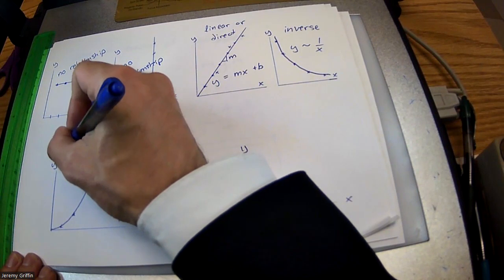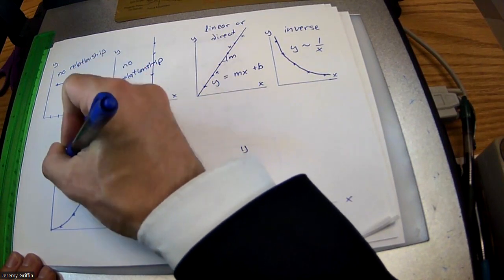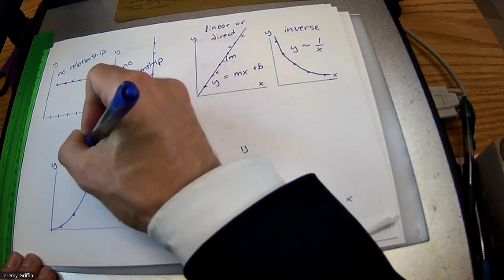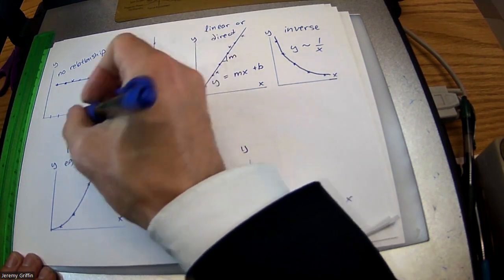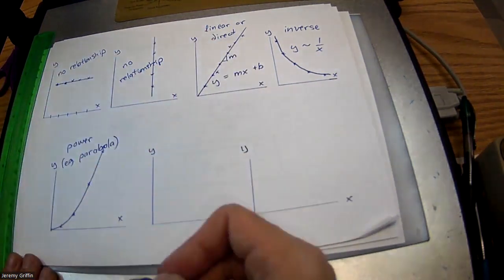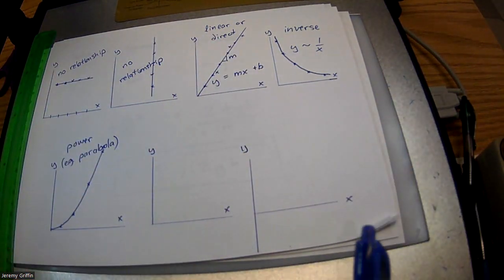So the more general term would be a power relationship. Okay. I'll say, for example, parabola. There are going to be a bunch of parabolic relationships in this class. Parabola. You guys saw one last week, right? Area versus radius of a circle. Right. Oh, yeah. Oh, right.